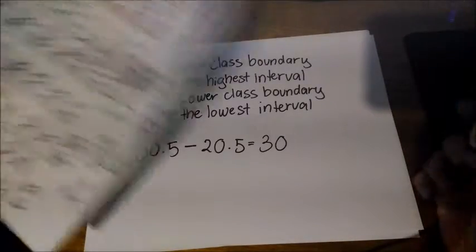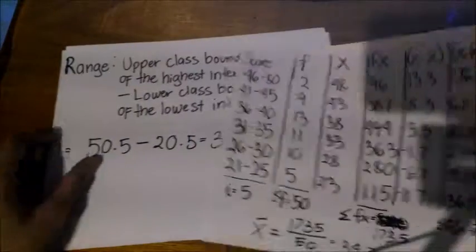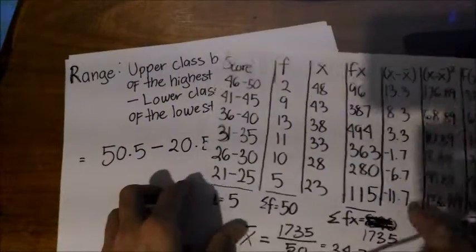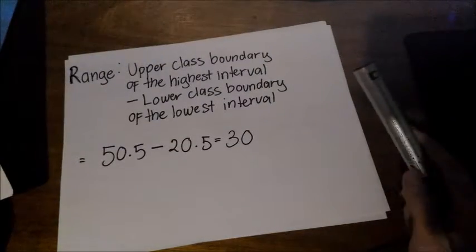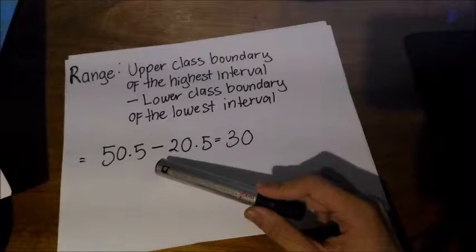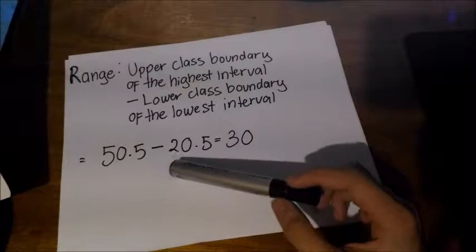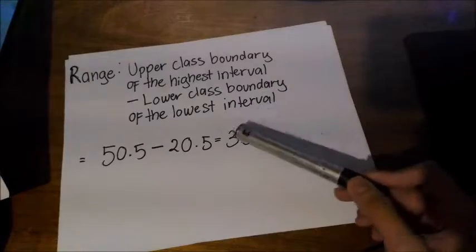Sorry if I keep doing this, I don't have a whiteboard. So what now? You just subtract 50.5 minus 20.5. That's how you get the range.